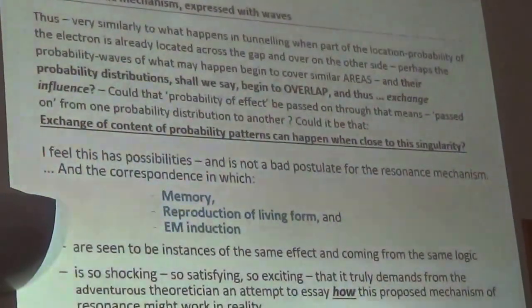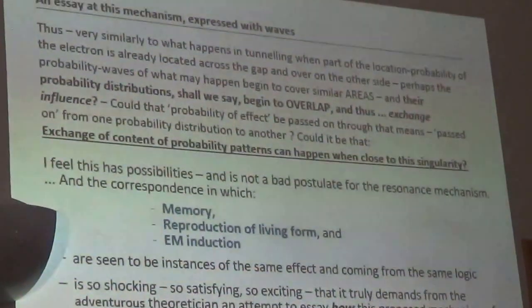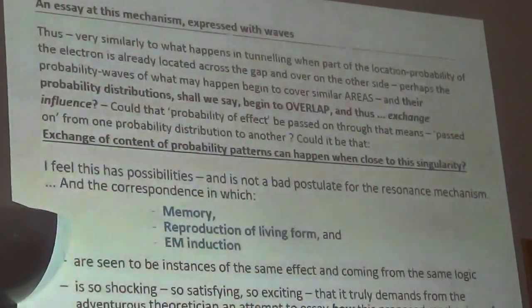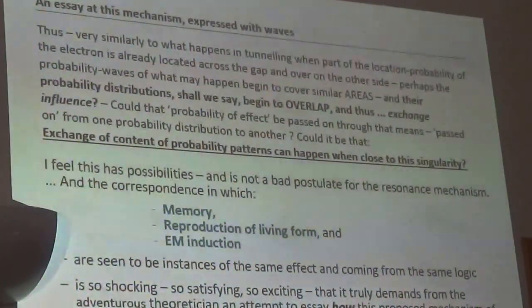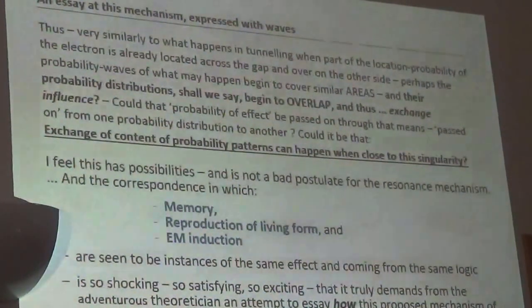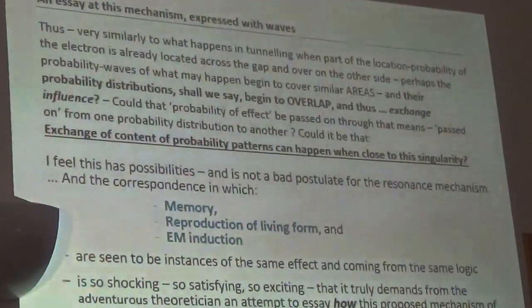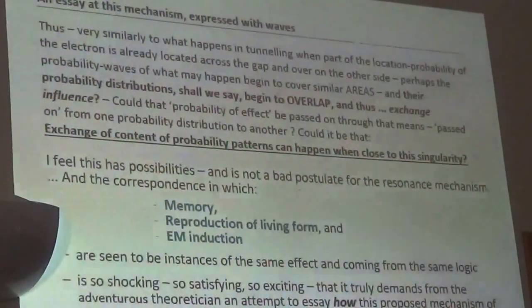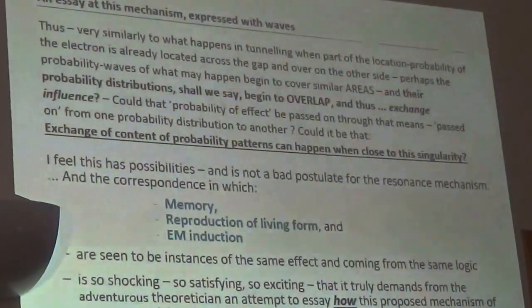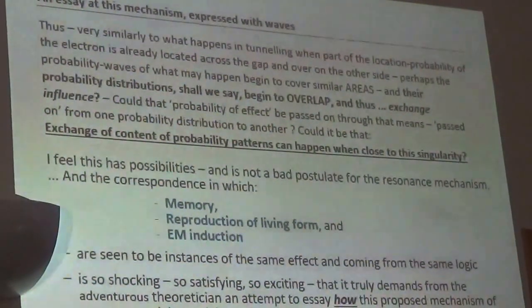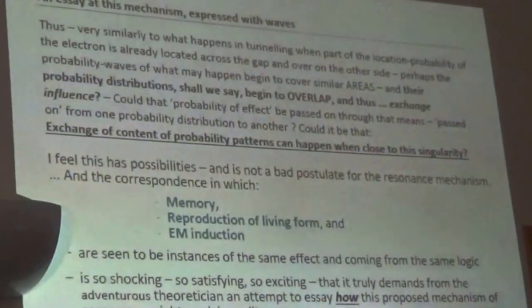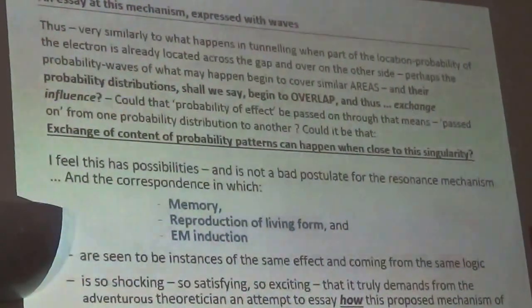That's very similar to what happens in tunneling, when part of the location probability of an electron is already across the gap to the other conductor on the other side. Perhaps the probability waves, PDFs, whatever they are, of what may happen begin to cover similar areas, and their probability distribution, shall we say, begins to overlap, communicate with each other, exchange influence, either in space, across a gap in space, or across a gap in time.